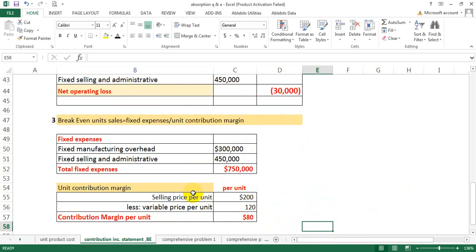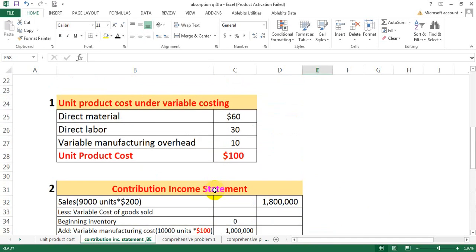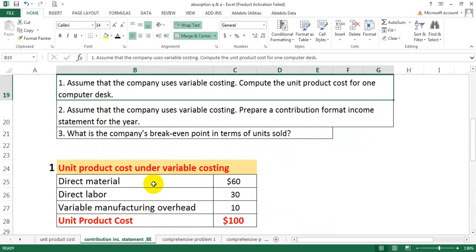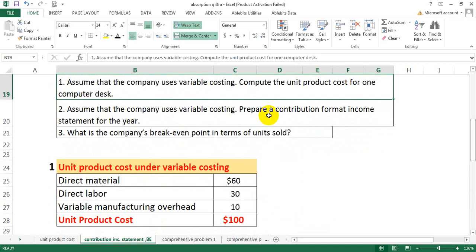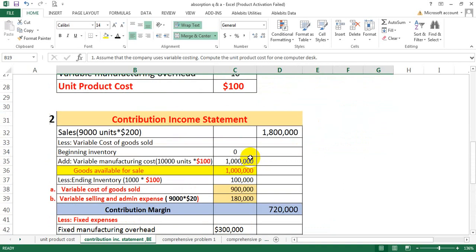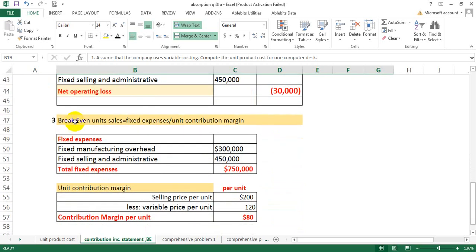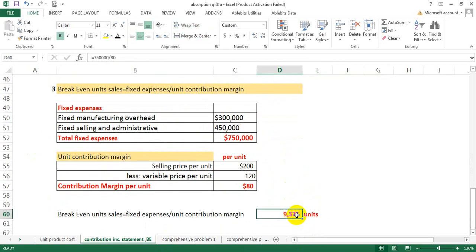So what are the requirements of this question? Number one requirement, unit product cost. Yes, done. Company variable cost, prepare a contribution format income statement for the year. Yes, done. Contribution format income statement, right? Now the third requirement is break-even unit sales. Yes, we have calculated break-even unit sales, that is 9,375, right? I hope you understand.